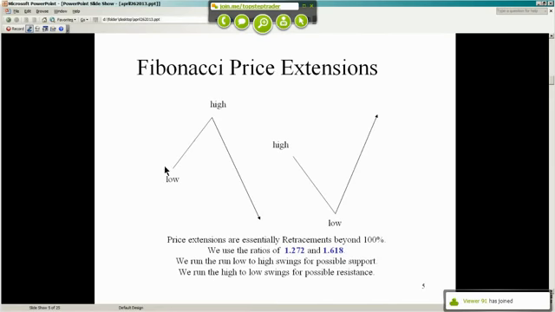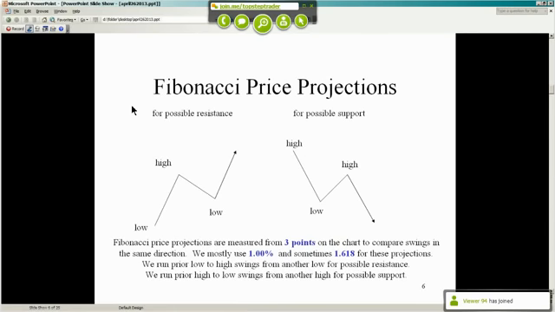As far as extensions, you'll take a prior low to high swing and extend 1272 and 1618 most of the time, looking for possible support, or you'll run prior high to low swings using those same ratios, looking for possible resistance. And then as far as the price projections, for resistance, you'll take prior low to high swings and then project from another low, or we'll take a prior high to low swing and project from another high.